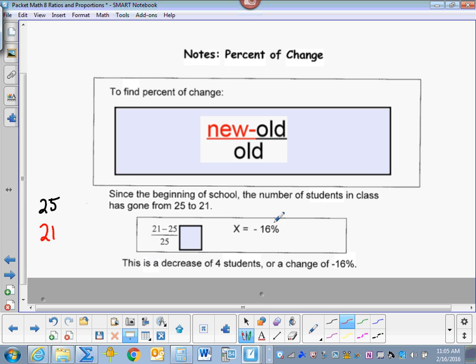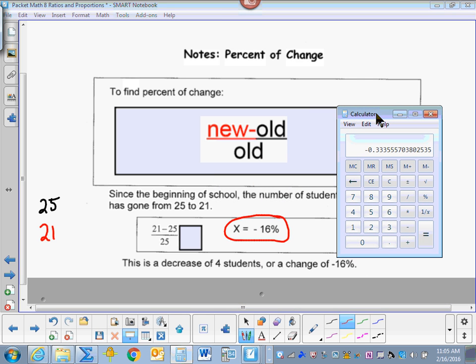So to calculate the percent of change, which has already been calculated for us as a decrease of 16%, we're going to simply use our calculator. And we're going to remember new minus old divided by old. So the new number of students in class is 21, minus the old number of students in class, 25. We're going to hit equals and then divided by the old number, or what we started with, which was 25 students. And that will give us our percent of change.